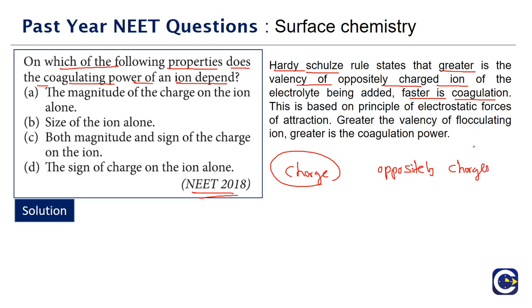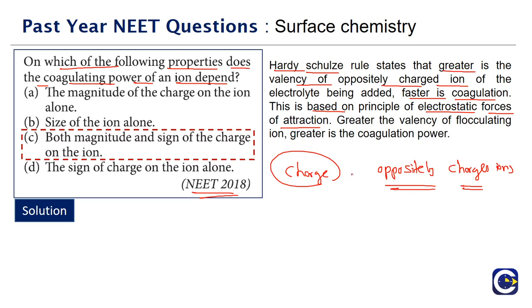So here the basic principle is the electrostatic force of attraction between the charge on the colloidal particles and the charge on the ions. So the coagulating power will depend upon both the magnitude and the sign of the charge of ions. Only oppositely charged ions can be used for the coagulation.